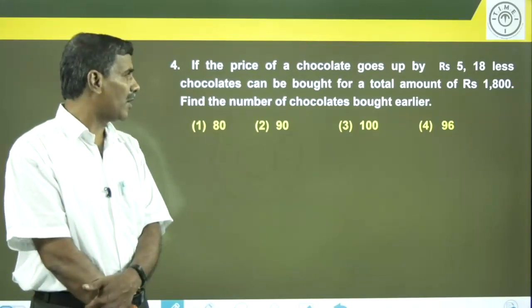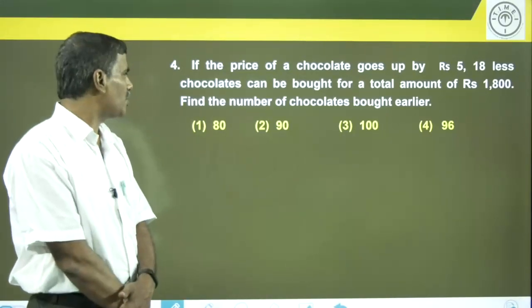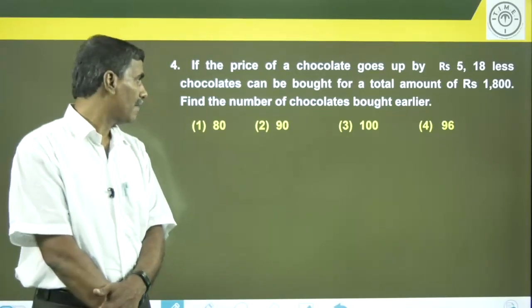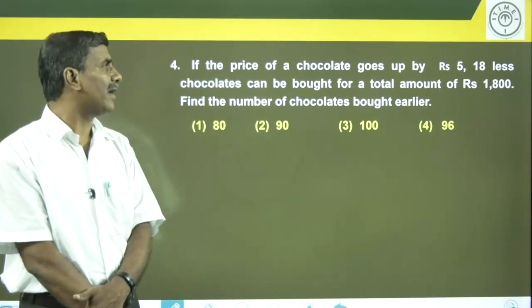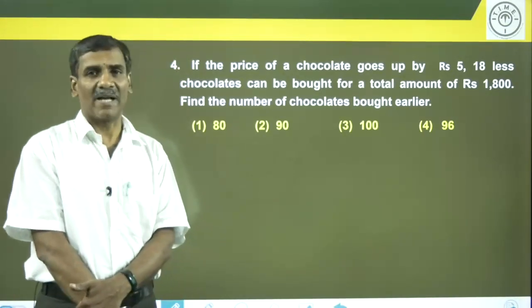If the price of a chocolate goes up by 5 rupees, 18 fewer chocolates can be bought for a total amount of 1800 rupees. Find the number of chocolates bought earlier. So the price of a chocolate goes up by rupees 5.